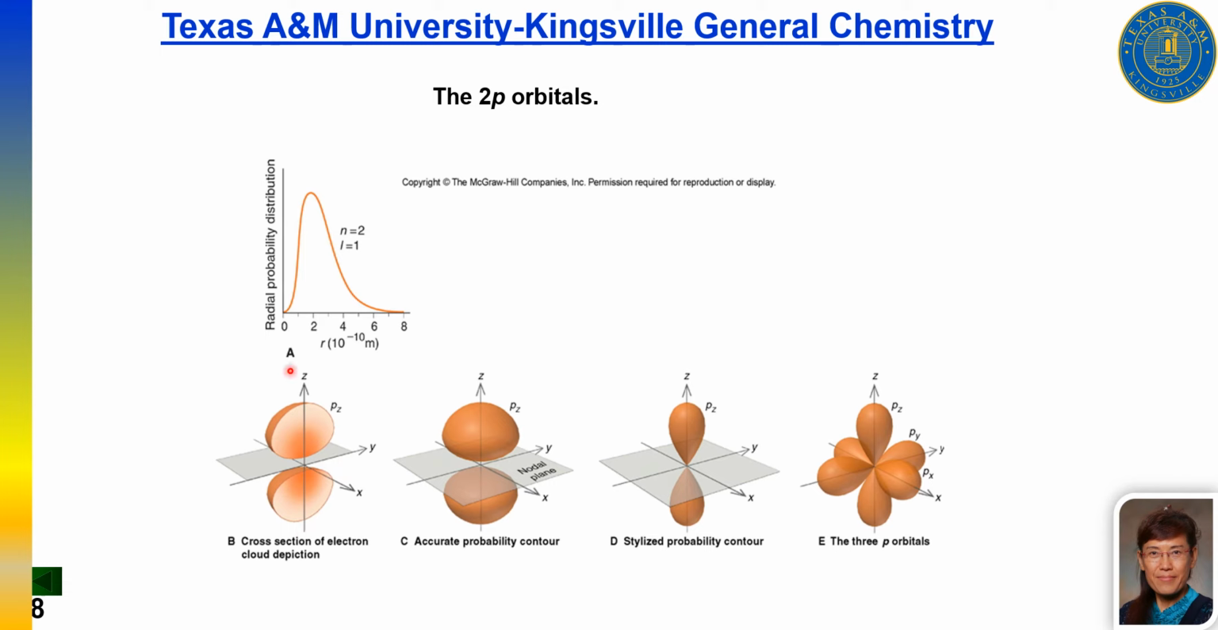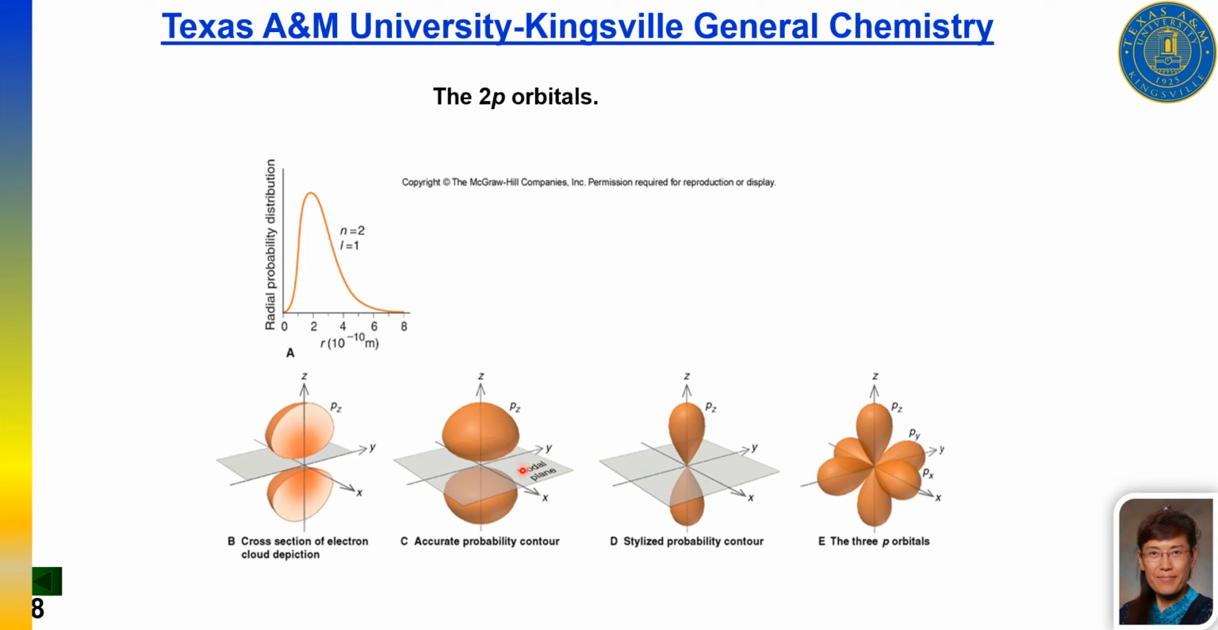This diagram A showed you the radial probability distribution of the electron clouds, the so-called wave function. And then this B showed the cross section of the electron cloud, which is depicted this way. What does that mean? Meaning the electrons occur in the region of that yellow color. And then this figure C showed the accurate probability contour.